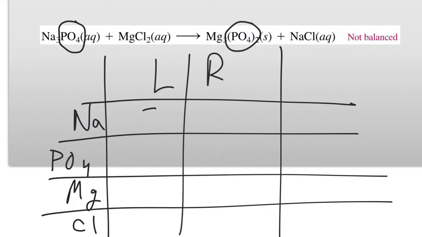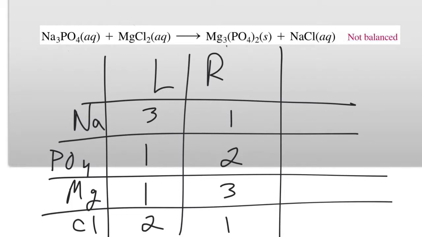On the left we have 3 sodiums. On the right, we have 1. We have 1 phosphate on the left and 2 on the right. We've got 1 magnesium on the left and 3 on the right, and 2 chlorines on the left and 1 chlorine on the right. All right, so everything is out of balance. So what you need to do is look for a best place to begin. And it's not always easy. It's also just kind of guess and check.